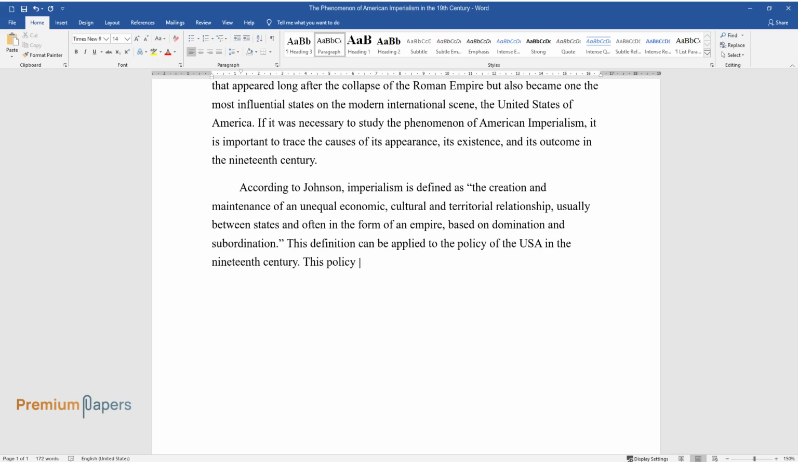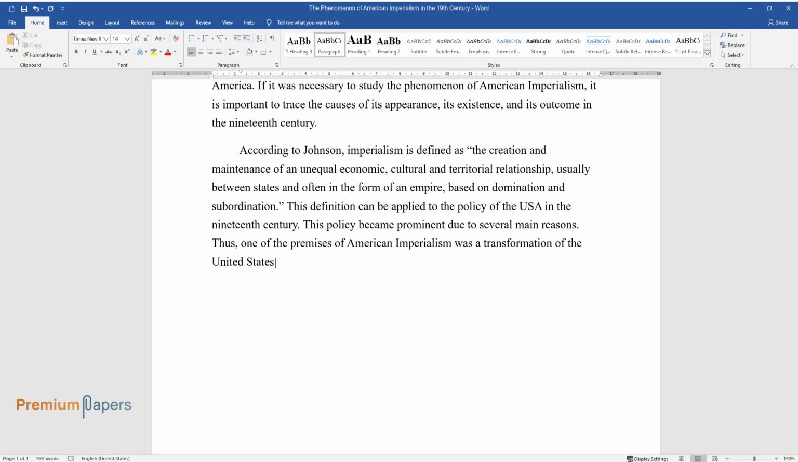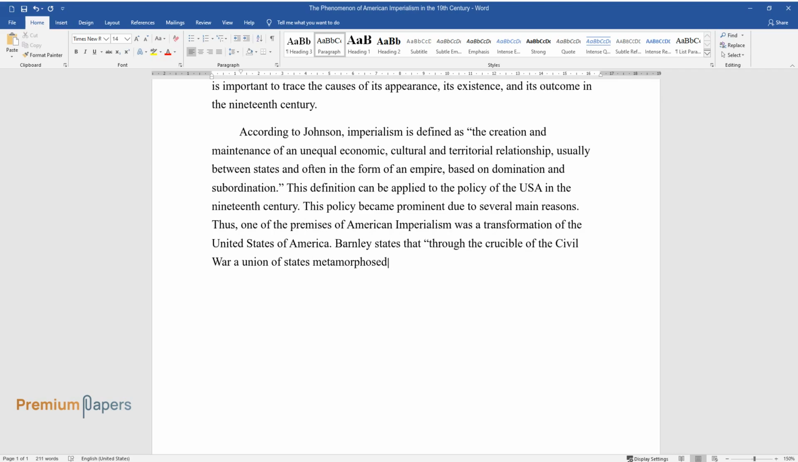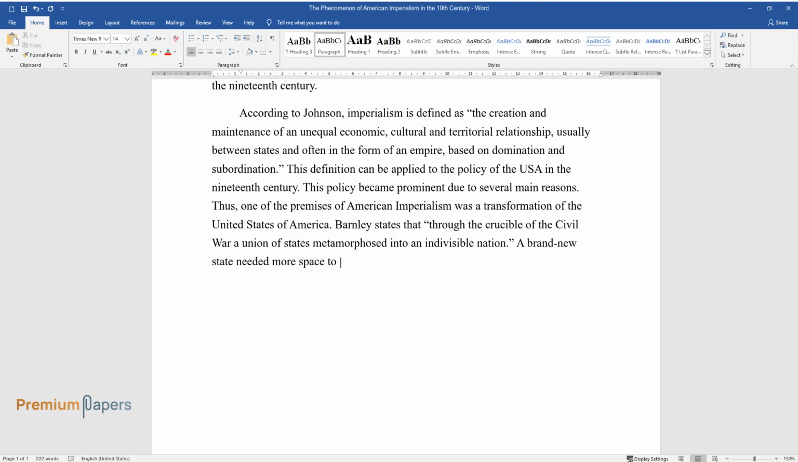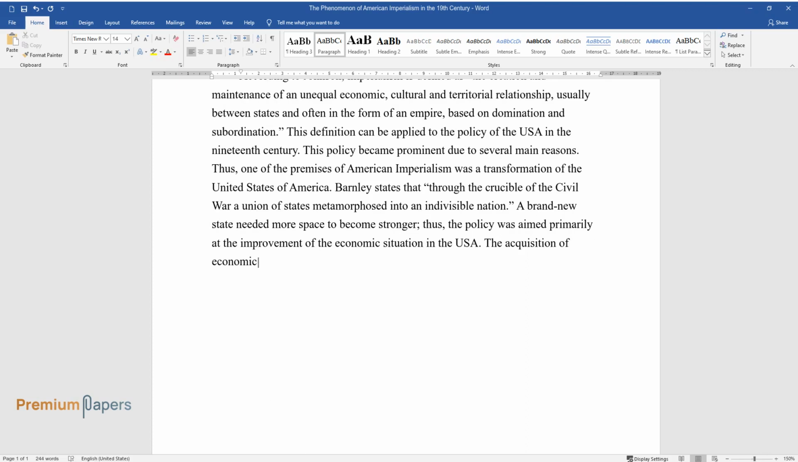This policy became prominent due to several main reasons. Thus, one of the premises of American imperialism was a transformation of the United States of America. Barney states that through the crucible of the Civil War a union of states metamorphosed into an indivisible nation. A brand new state needed more space to become stronger, thus, the policy was aimed primarily at the improvement of the economic situation in the USA. The acquisition of economic benefits was the primary consideration of America.